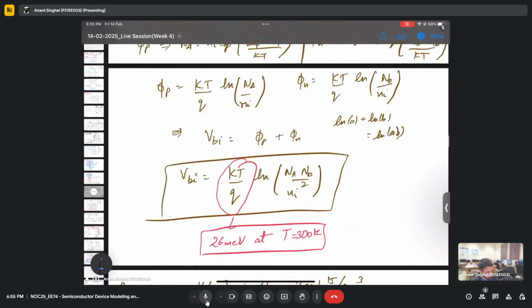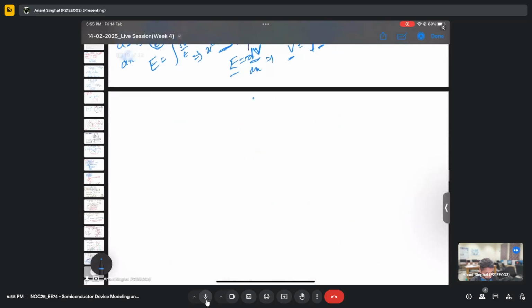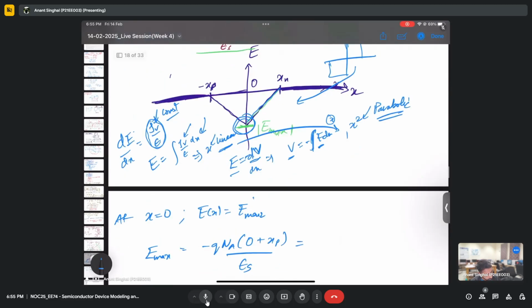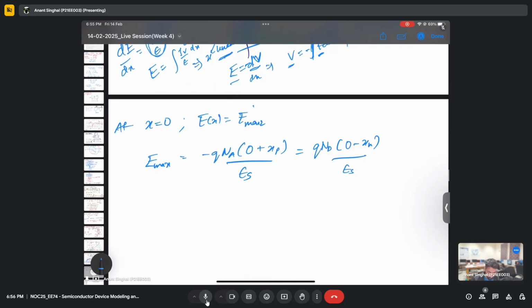I was trying to give you a bigger picture. We have got to know that the maximum electric field is at the origin. So at x equals 0, Ex is E max. I can replace E with E max and put x equals 0. For the p side, it was q NA times x plus xp by epsilon s, so I write 0 plus xp by epsilon s. It will also equal the n side, because we need continuity here. So it will be q ND times x minus xn by epsilon s. Can I write these two equations?